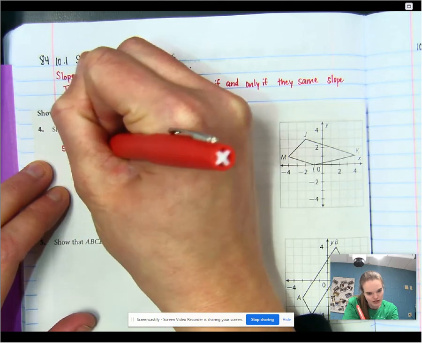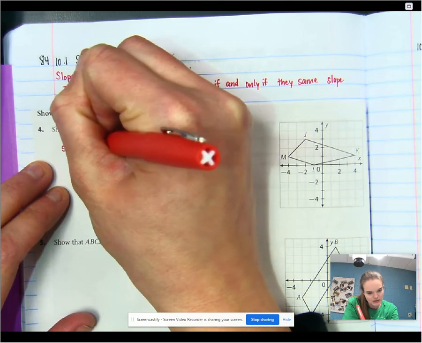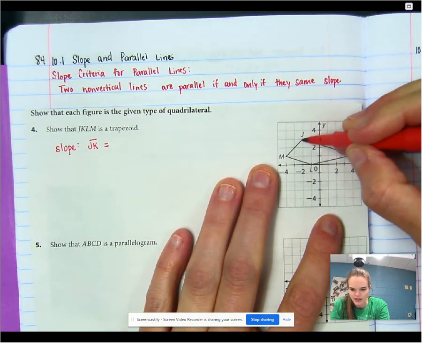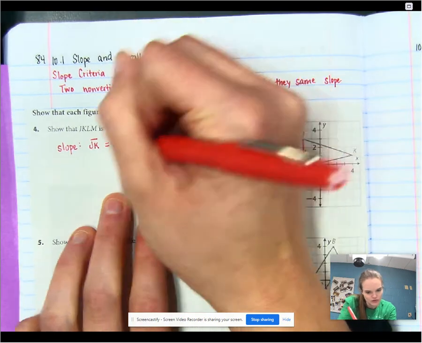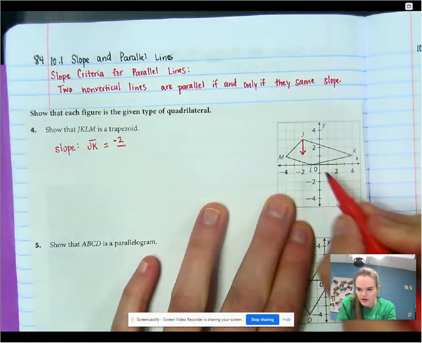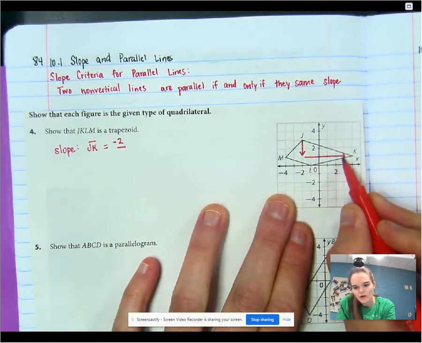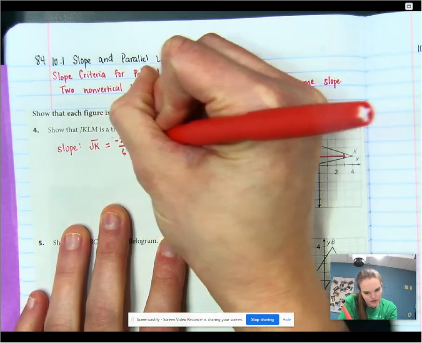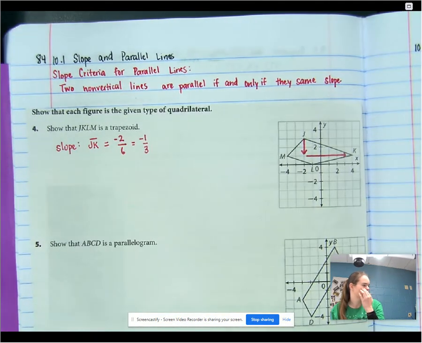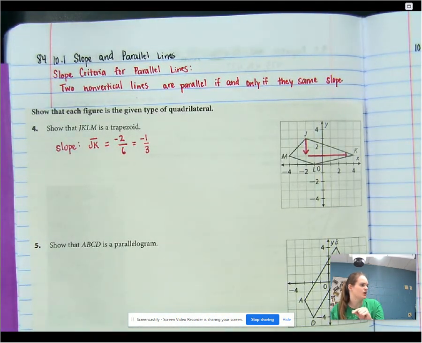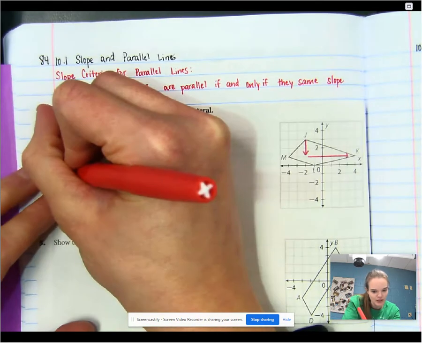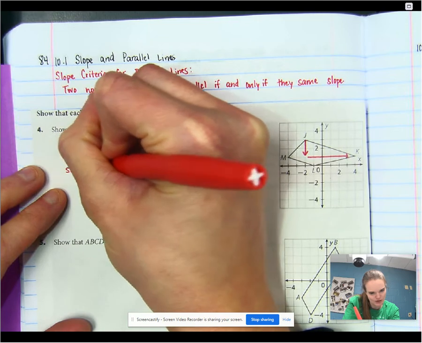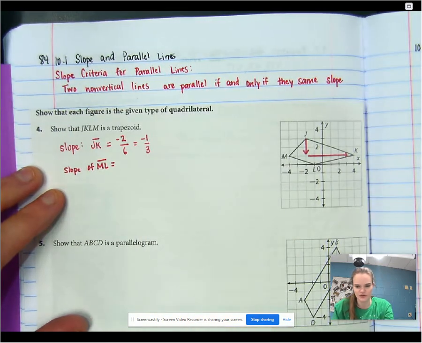So let's find the slope of JK. Okay, so we're going to go from J to K, to go down 2 and over 1, 2, 3, 4, 5, 6 and reduce that. So the slope of JK is negative 1/3. Okay, now we're thinking ML should have the same slope. If it does, it means they're parallel. And that's what we're hoping for. If not, we're going to have to keep looking and see if some other sides are parallel.